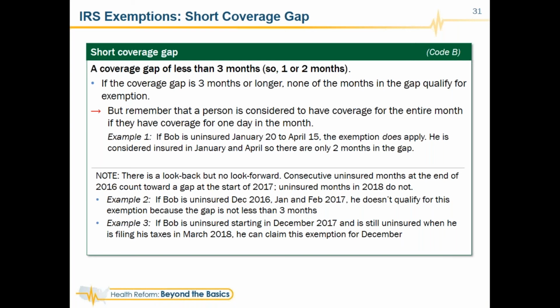There's also a look back across the year, so they're really trying to nail people down. Consecutive uninsured months at the end of 2016, for example, would count toward a gap at the start of 2017. So if you're uninsured December, January, February, that would be too long a gap to claim the short coverage gap exemption.